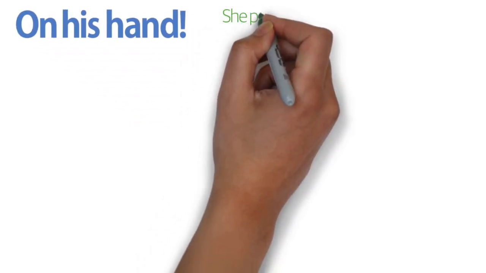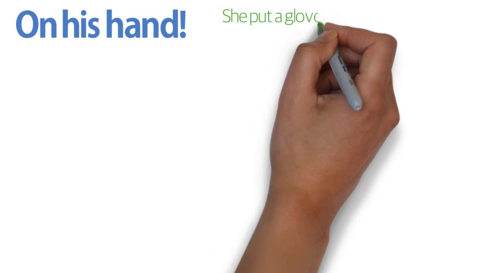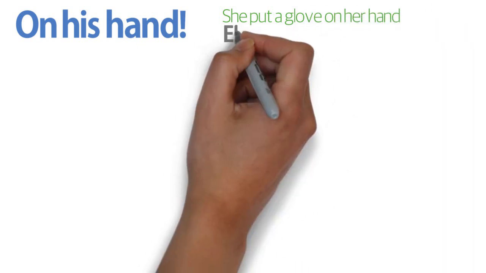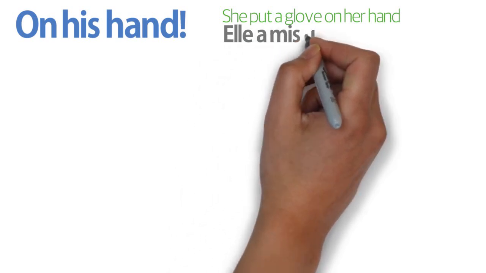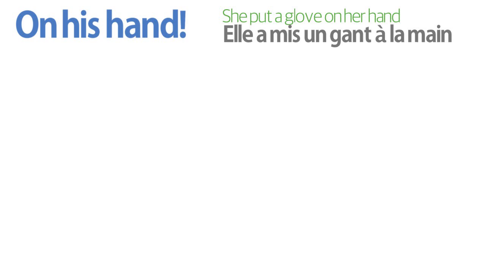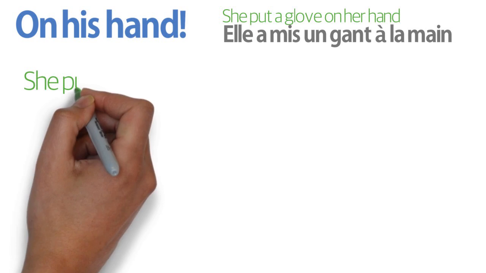Hand is "main", which is feminine in French. A singular example: she put a glove on her hand, just one glove. So in French, elle a mis un gant à la main. Now we can see our expression "à la", which is feminine with "main".